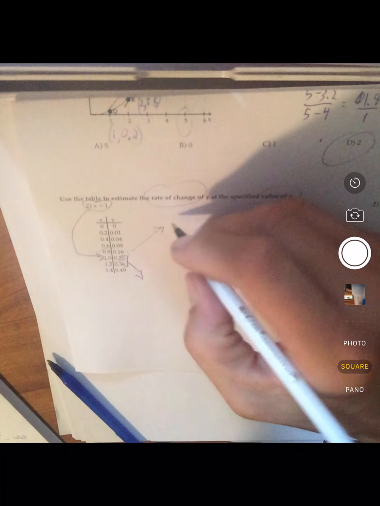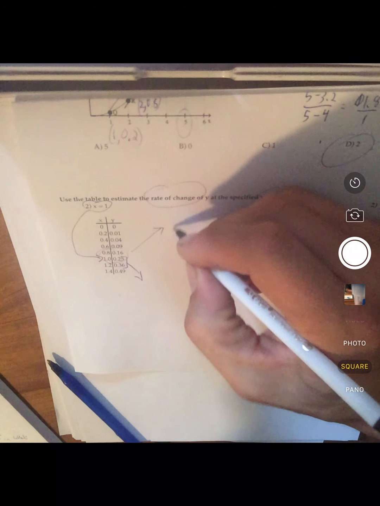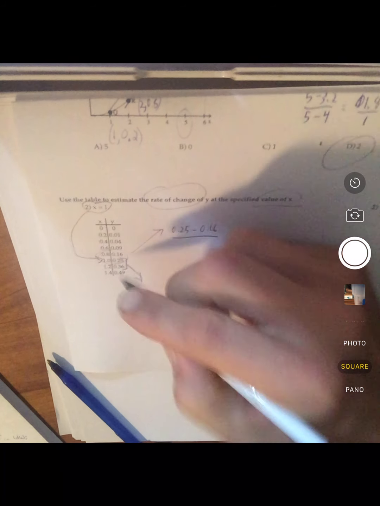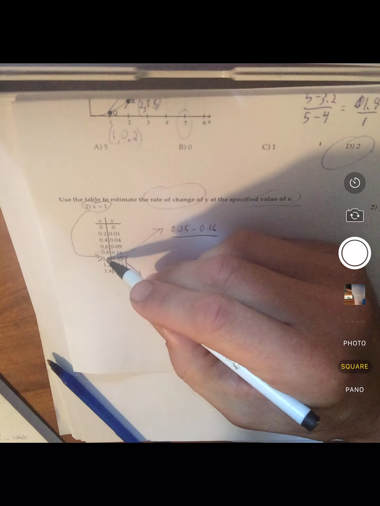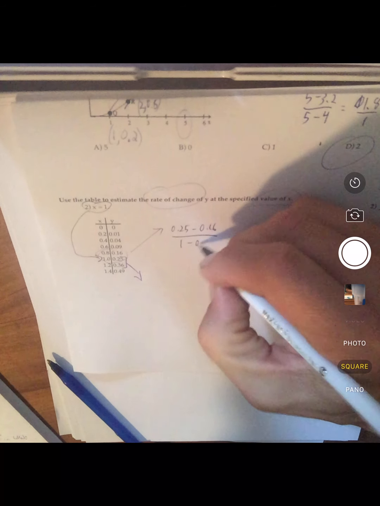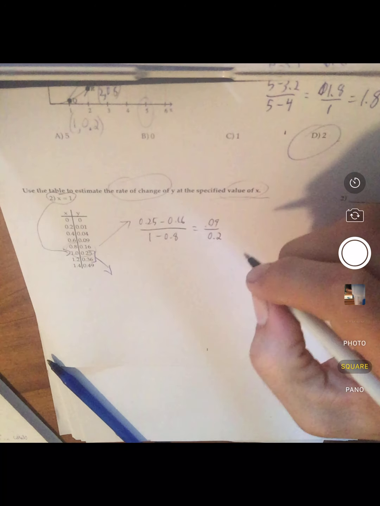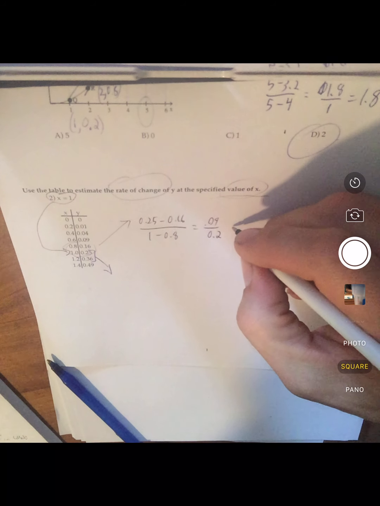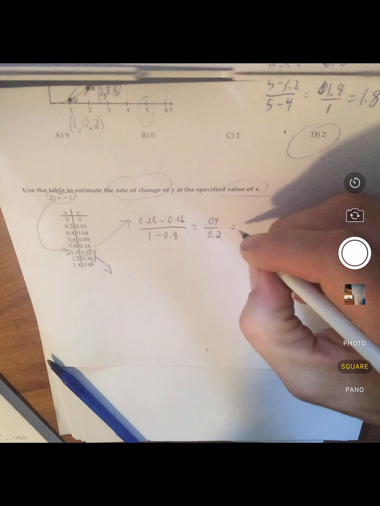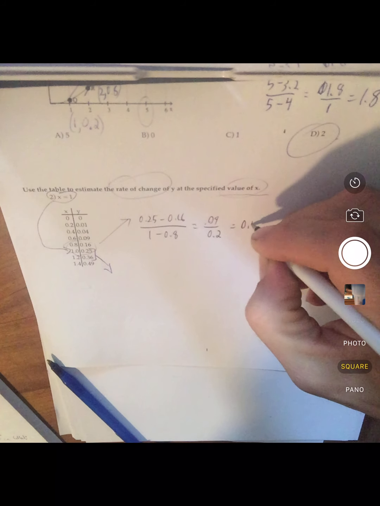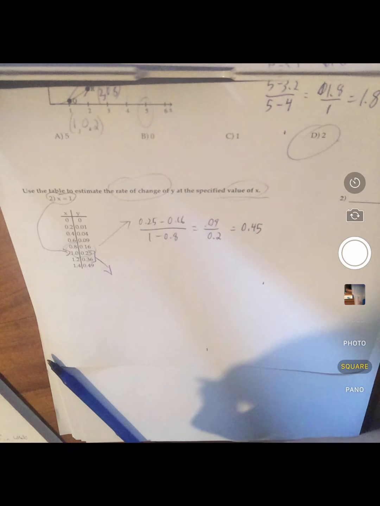So the y values. The difference in the y values, that's 0.25 minus 0.16 over x2 minus x1, which would be 1 minus 0.8. So that comes out to 0.09 over 0.2, which is 0.45. You divide that out.